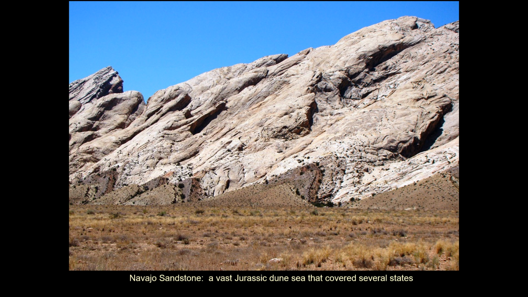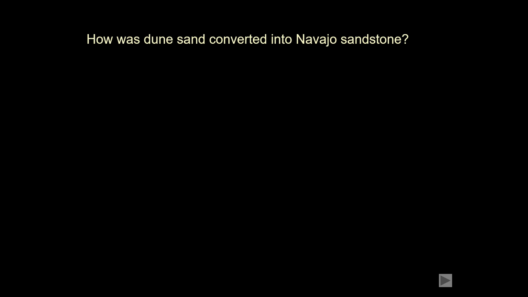Some former dunes from the Jurassic period. Again, an ancient ocean covered this area of North America at one time. These are former dunes, so what you're looking at here is sandstone. So you might ask, how was dune sand converted into Navajo sandstone?